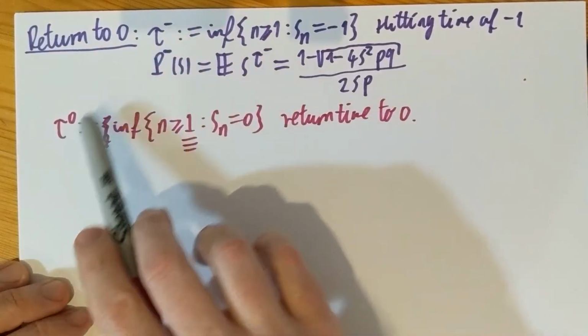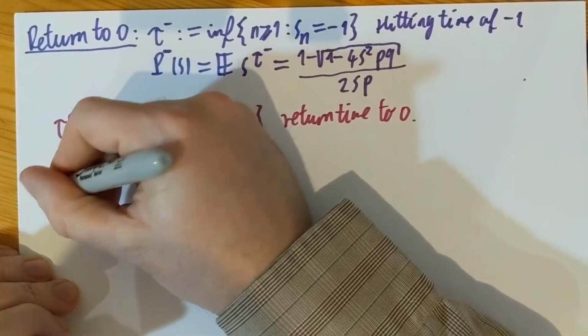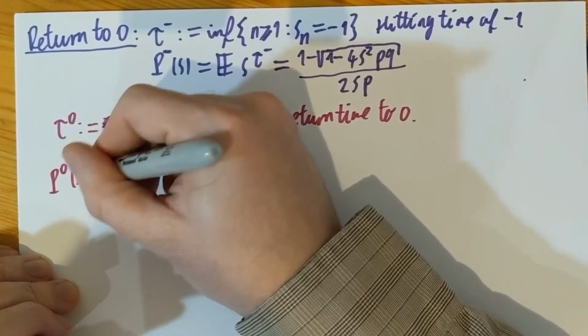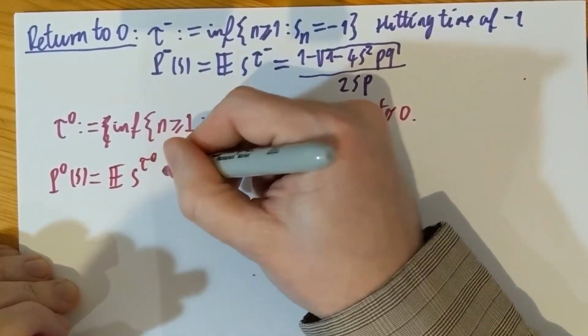Each of these can be infinite, and in some cases they will be infinite with positive probability. That's the case when, for example, the walk never returns to 0. And in fact, let's find out the generating function for this one here, which I'm going to call P naught. So what is the expectation of s to the tau naught?